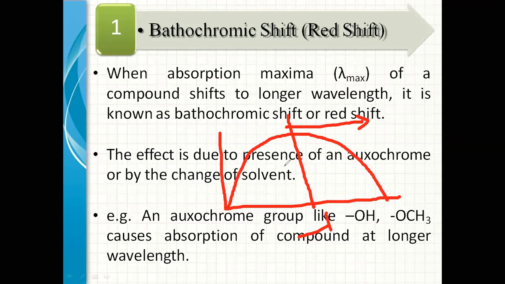Suppose this is compound A, and there is a modifier, an auxochrome. If the absorption maximum of this compound, suppose initially it is here, shifts to longer wavelength, it is known as bathochromic shift or red shift.